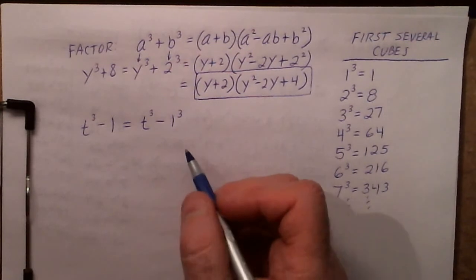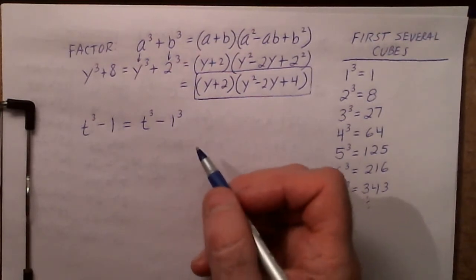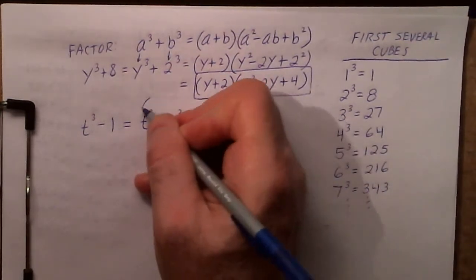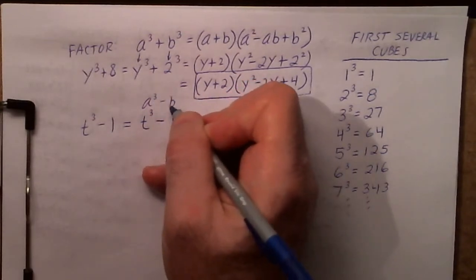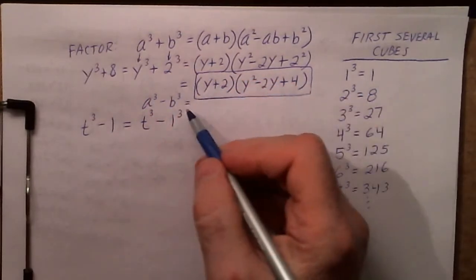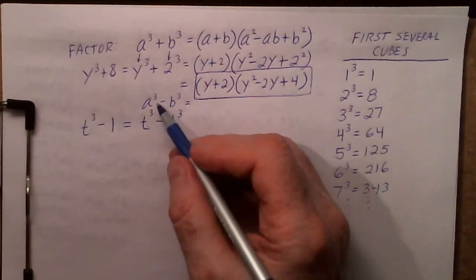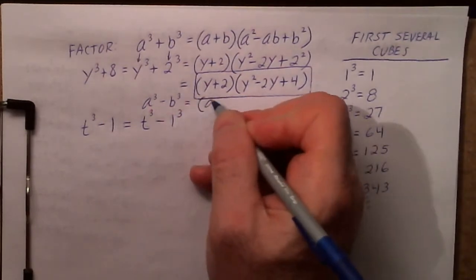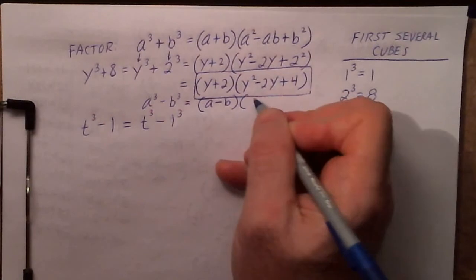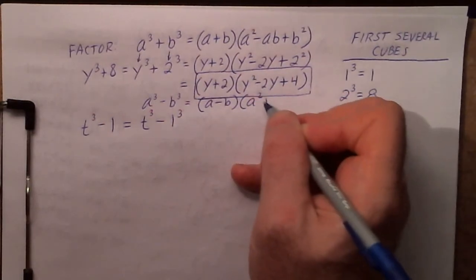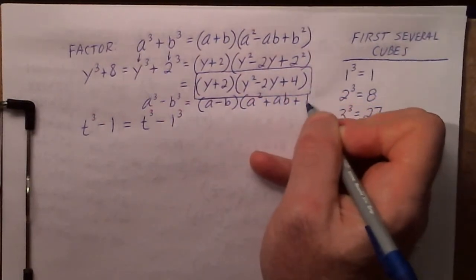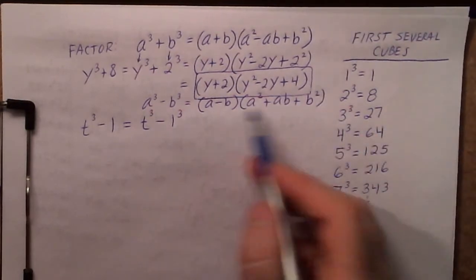So you can clearly see that we do have the difference between 2 cubes. That being the case, we're going to factor it according to the pattern of the difference of cubes. And I'll recite that pattern right here. So in general, when you have a cubed minus b cubed, the difference between cubes, it always factors into a minus b times a squared plus ab plus b squared. So that's how it always factors.